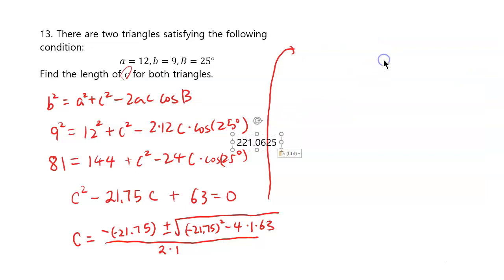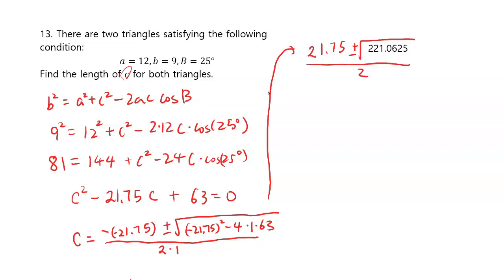So let's copy that down. Put over here. Okay, so here's our situation right now. We have negative, negative is positive, 21.75 plus or minus square root of 221.0625 divided by 2. That's what you have to do. Let's continue on.